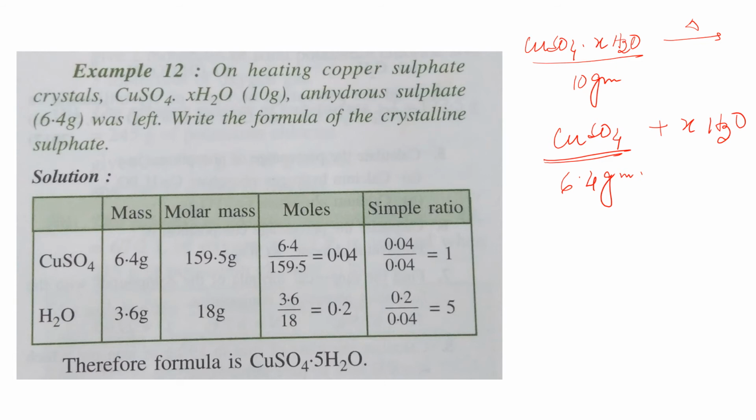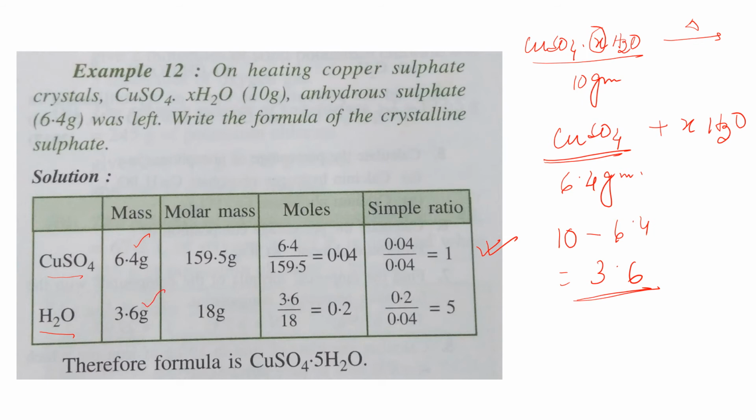Now you have to write the formula of the crystalline sulfate. That means you have to find out the value of x, that means the number of water molecules present here. Make the table as usual. So it is anhydrous copper sulfate and the water molecule. The mass of the copper sulfate is 6.4 gram and mass of H2O, how to find out? Because I am having hydrated copper sulfate, that is 10 gram, and anhydrous copper sulfate is 6.4 gram. So if I am subtracting these two, I am getting the value of water, that is 3.6 gram. That is the mass of the water.